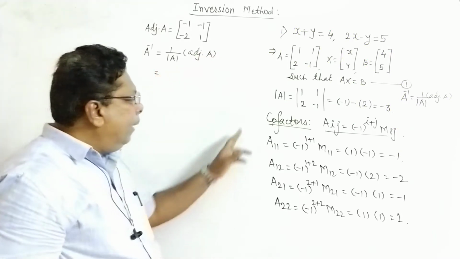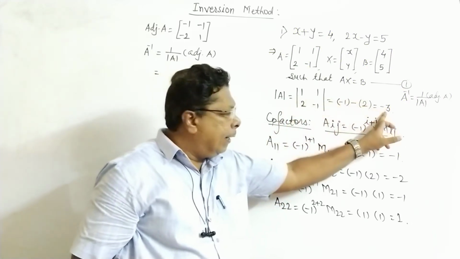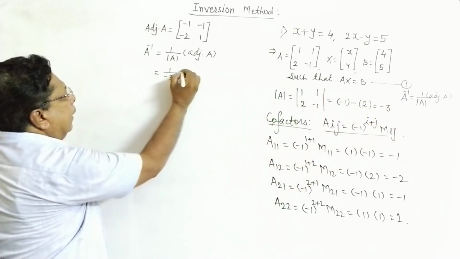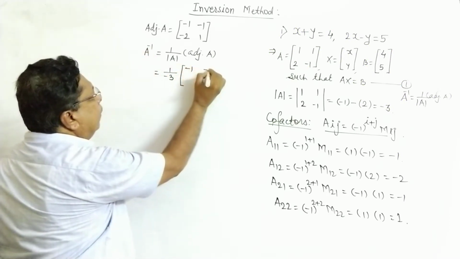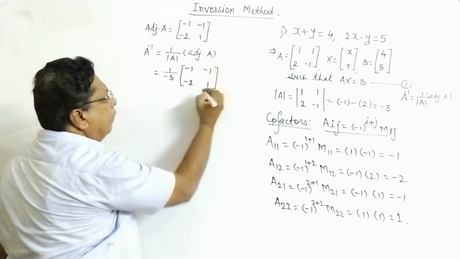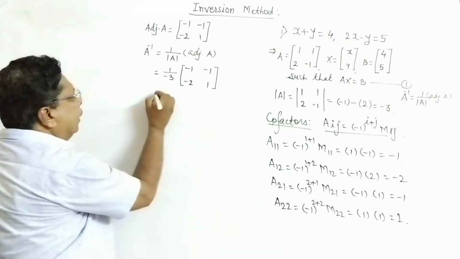1 upon determinant A. What is the value of determinant A? Determinant A का value हमने find किया है, क्या है? -3. So it is 1 upon -3, adjoint A, adjoint matrix -1, -1, -2, 1. Okay, here minus sign is outside, so multiply by -1.